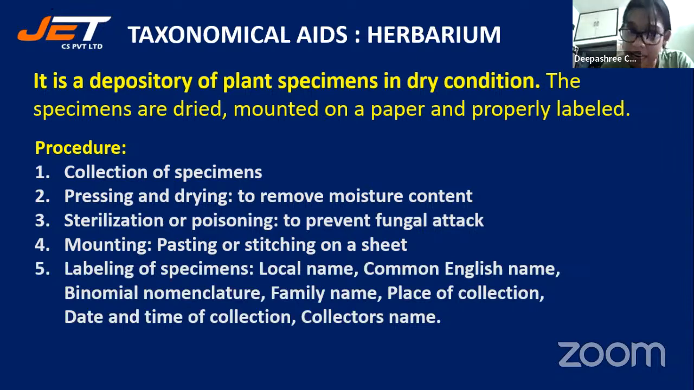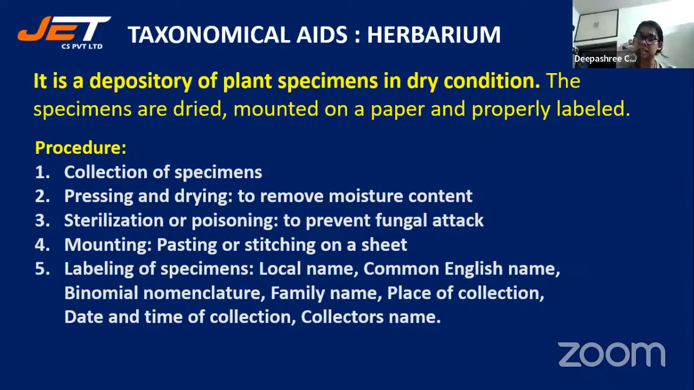So you first collect the species, then dry them so that they do not have any water. You can sterilize them so that fungi don't grow. Then you stick the leaf onto a sheet. Then labeling is done: local name, common English name, binomial nomenclature, family name, place of collection, date and time of collection, and the collector's name. These are the basic procedures for a herbarium.